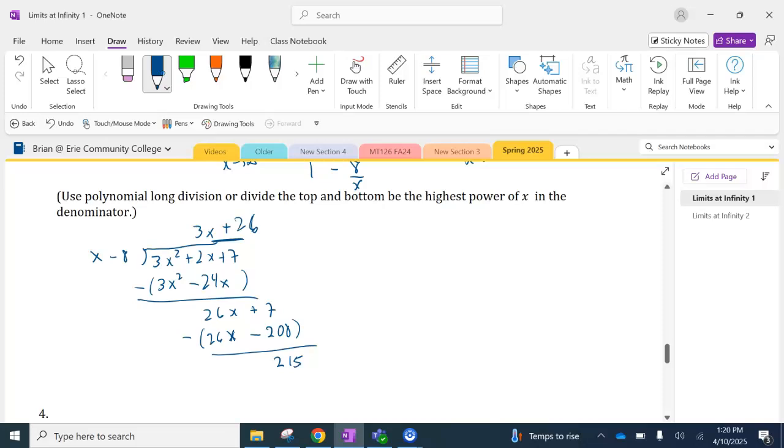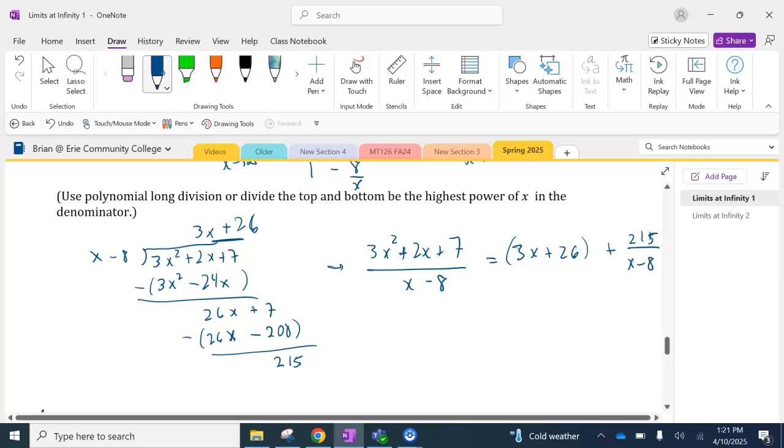All right, now what is that telling us here? This is telling us that this ratio, 3x squared plus 2x plus 7, when we divide that by the polynomial x minus 8, can be written as the whole polynomial 3x plus 26, and then plus the remainder, which is 215, divided by the divisor, which is x minus 8.